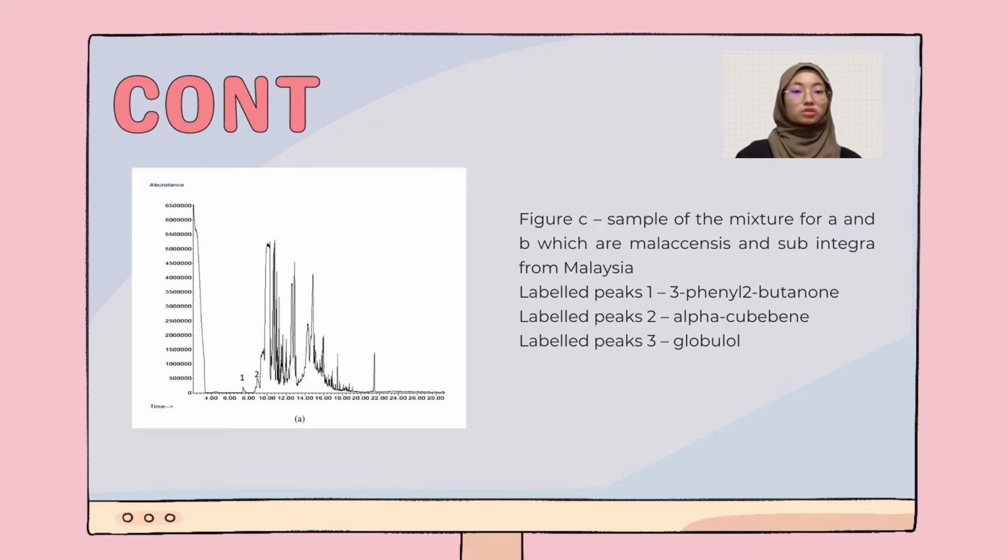The labeled peaks 1, 2, and 3 have their own names: number 1 is 3-phenyl-2-butanone, number 2 is alpha-cubebene, and number 3 is globulol. The x-axis shows the amount of time taken for the analytes to pass through the column and reach the mass spectrometer detector, whereas the peaks correspond to the time at which each component reached the detector.